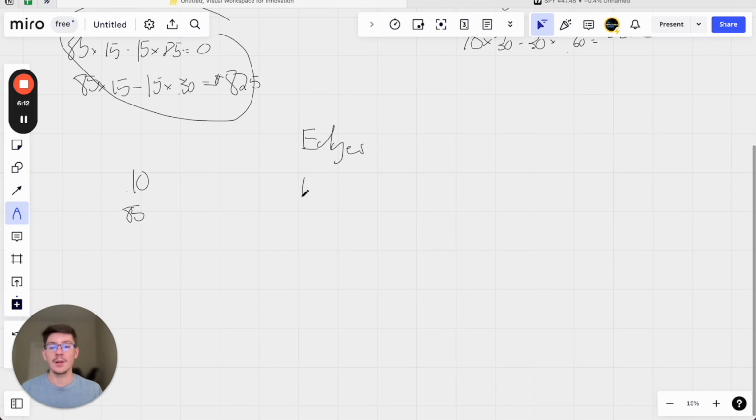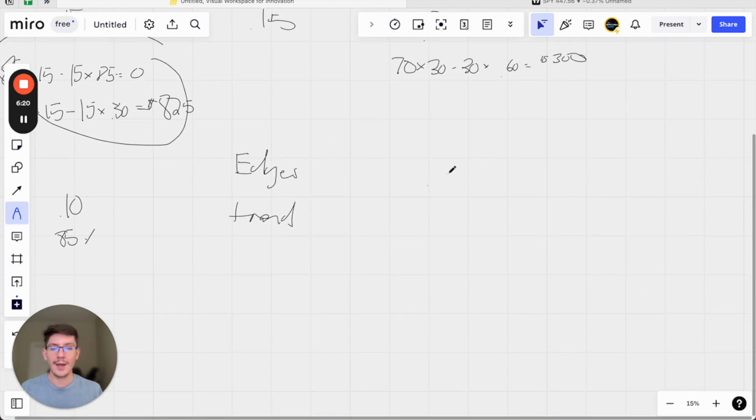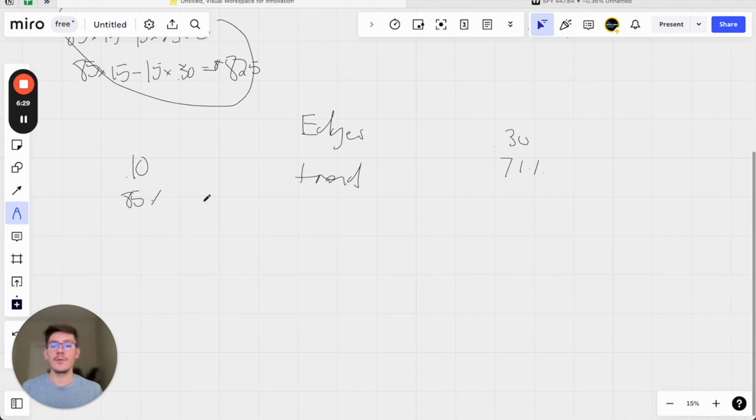So edge #1 is going to be trend. This is what the trend gives us, a 10 delta with an 85% win rate. This is what this strategy gives us. We can do a 30 delta and have a 71% win rate. So these are our type of approaches. So when we follow the trend, these are our percentages with the delta. So by default, a 10 delta should have a 90% win rate.